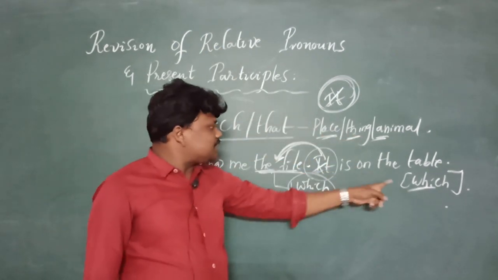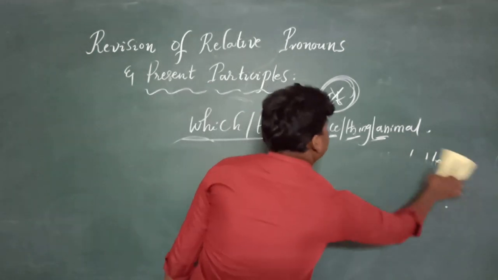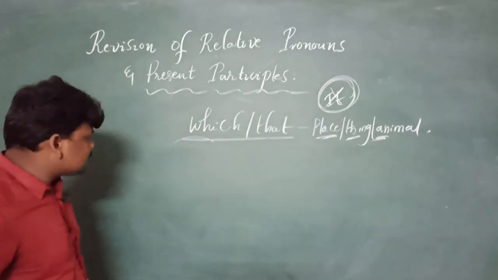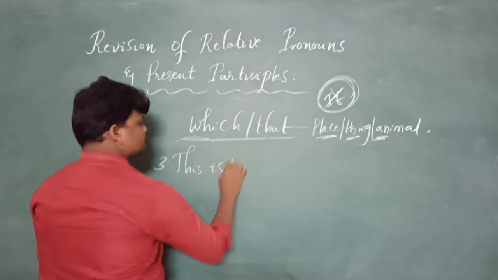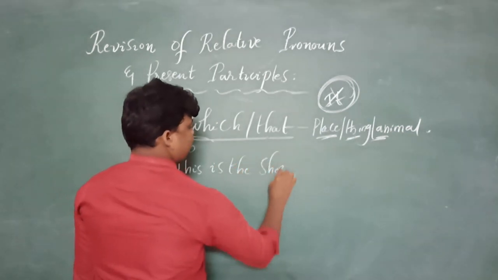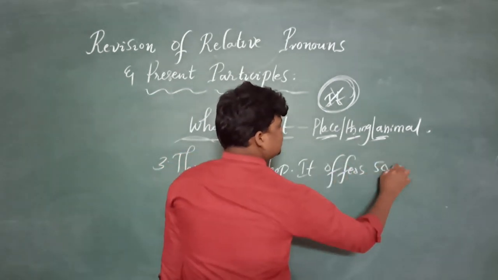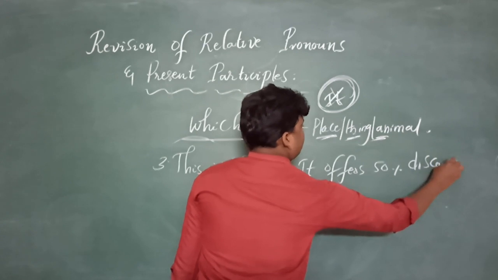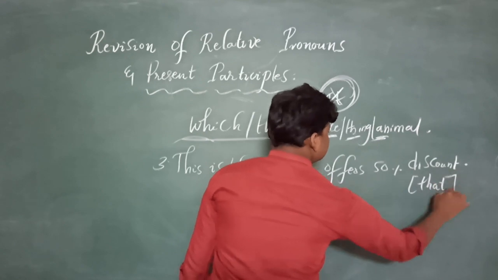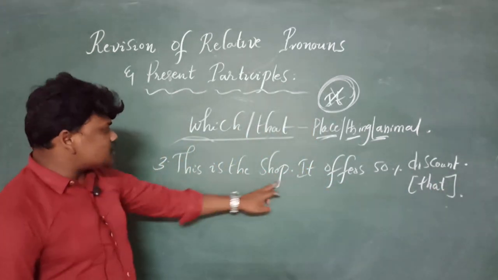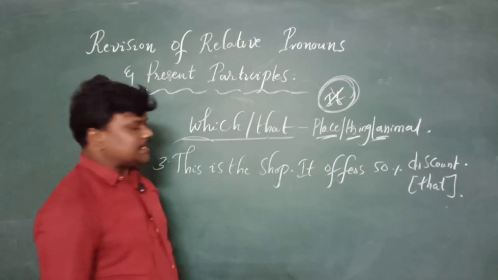Let me give you one more example with that. Remember, my dear? This is the shop. It offers 50% discount. We need to combine the two sentences with that. Well, this is the shop, full stop. It offers 50% discount. What do we need to combine with that?